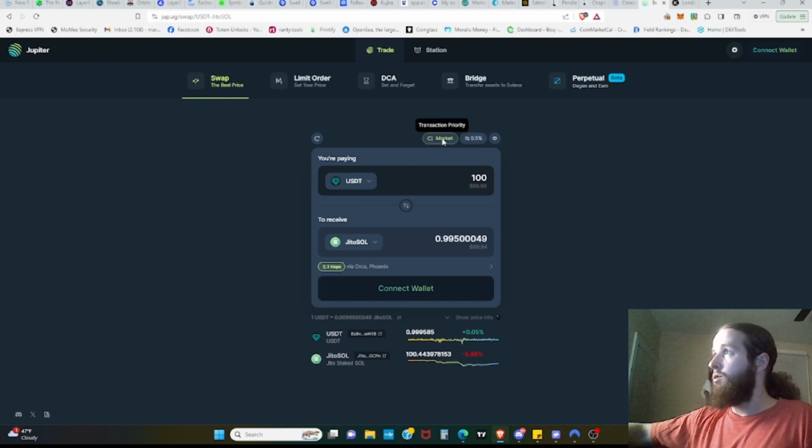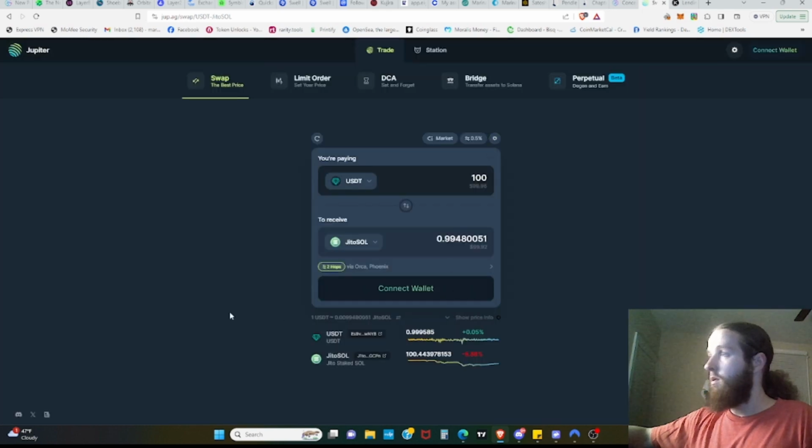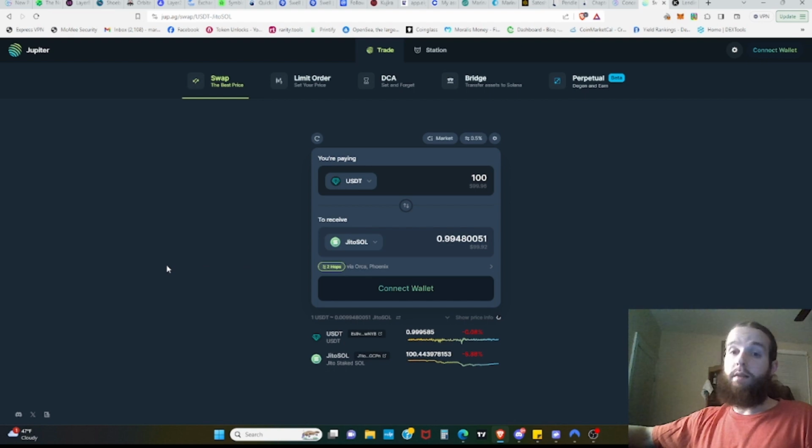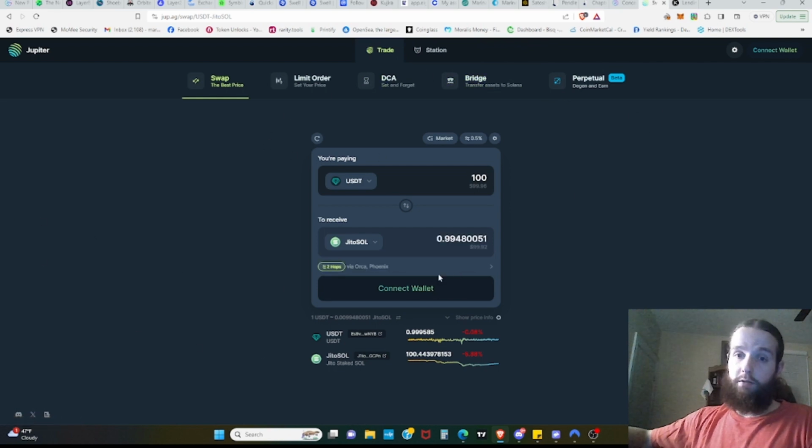So it shows you the routes that it takes. It allows you to set your priority on your transactions. There's a lot of features here on Jupiter. I'm sure most of you have heard of it. If you haven't, it's a really convenient way to get the best prices out of the market, as well as having other functions such as this limit order here that you see, DCA, there's a bridge, and then there's also perpetuals, which are in beta, which allow you to trade with leverage. I personally am a huge fan of Jupiter, and I always use it when I'm trading with a DEX.